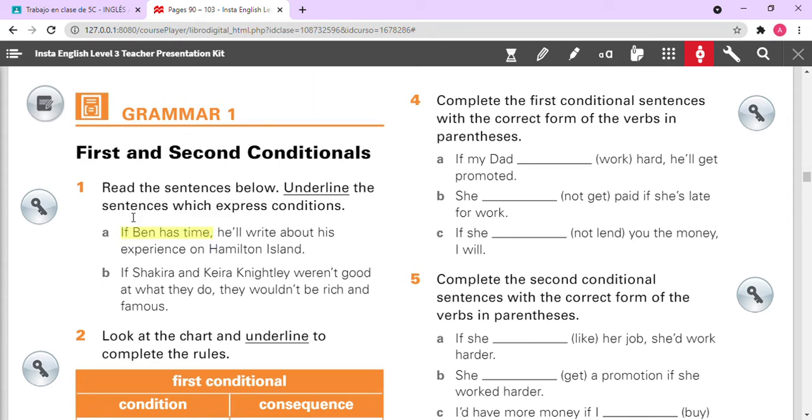In the second one, if Shakira and Keira Knightley weren't good at what they do, they wouldn't be rich and famous. Of course, there is an if. This is the sentence which expresses condition. Okay, you got the idea. And then you read the result. What happened?